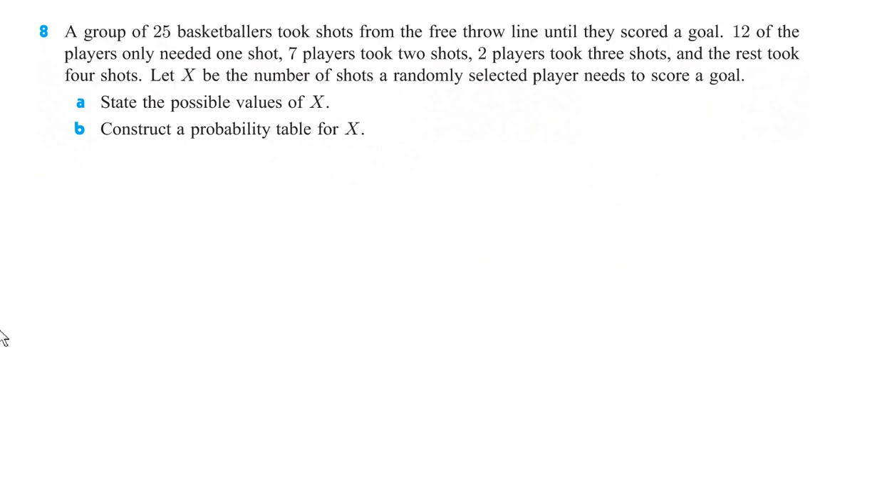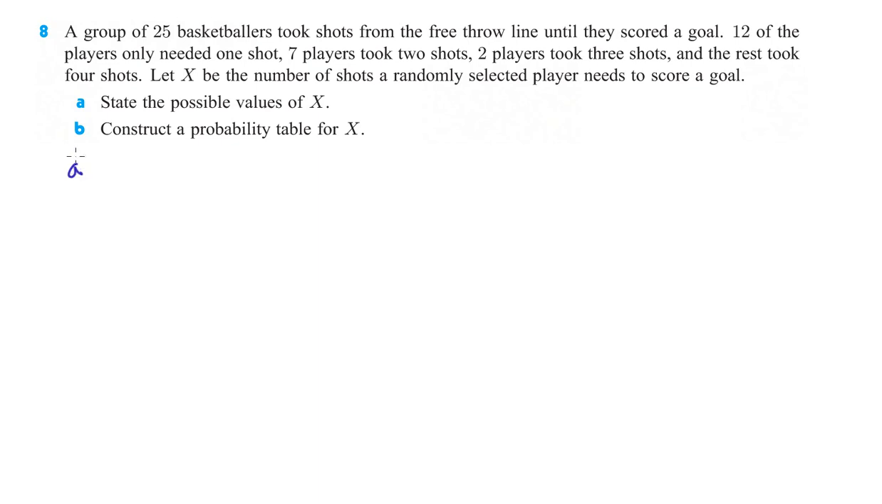3/4 or 0.75, whichever one you prefer. Okay? All right, moving on to number 8. A group of 25 basketballers took shots from a free throw line until they scored a goal. 12 of the players only needed 1 shot. 7 players took 2 shots. 2 players took 3 shots, and the rest took 4 shots. Let X be the number of shots a randomly selected player needs to score a goal. State the possible values of X.